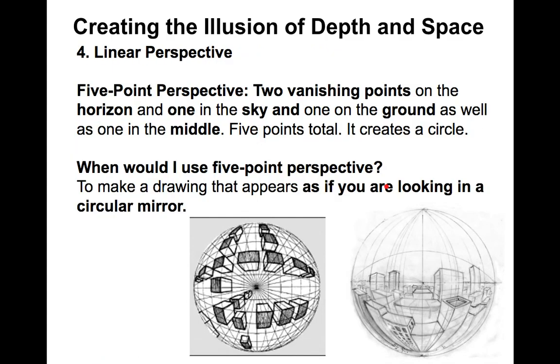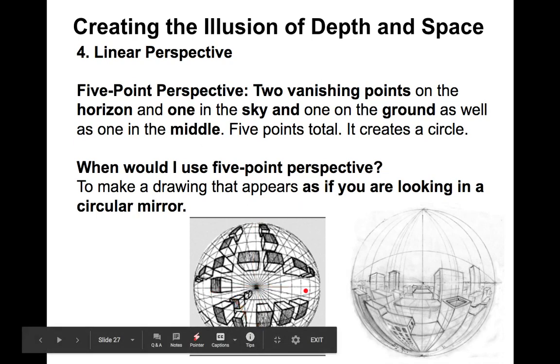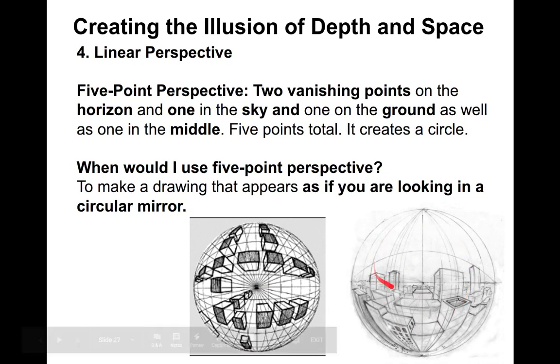5-point perspective. So this is even more complicated. You have a vanishing point above, below, left, right, and in the middle. Why would you do this? Well, when you're looking in a circular mirror.